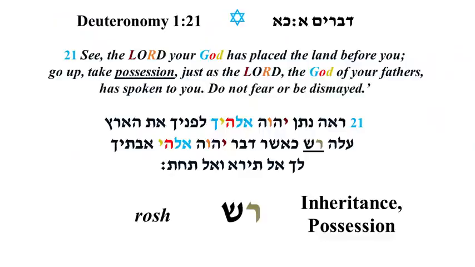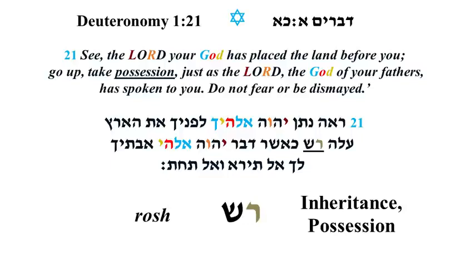Deuteronomy 1:21 says, "See, Yahweh your Elohim has placed the land before you. Go up, take possession, just as Yahweh, the Elohim of your fathers, has spoken to you. Do not fear or be dismayed." So this word Rosh here, you see, Resh, Shin, can also represent inheritance or possession.